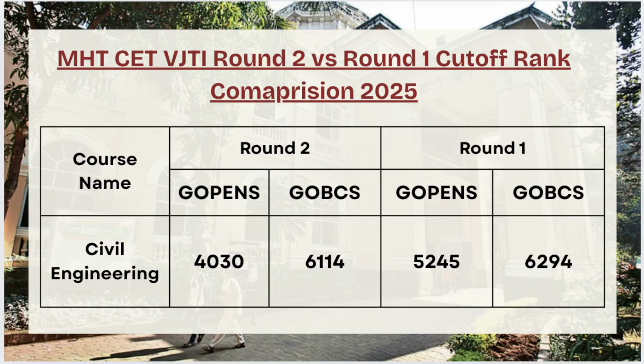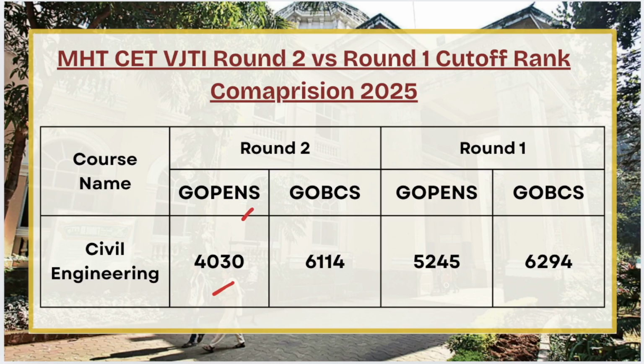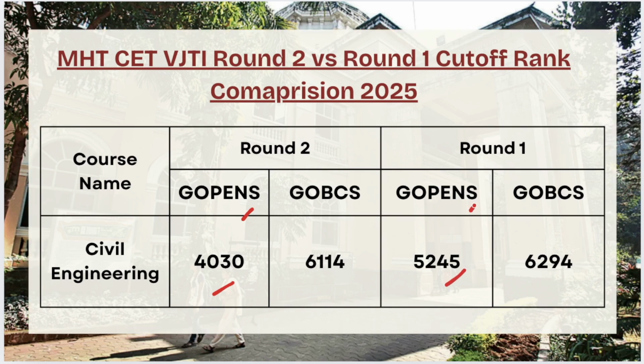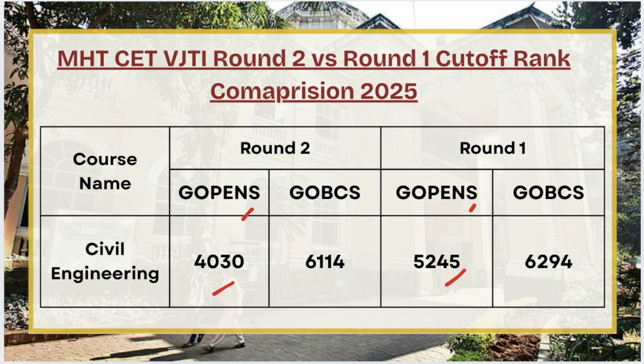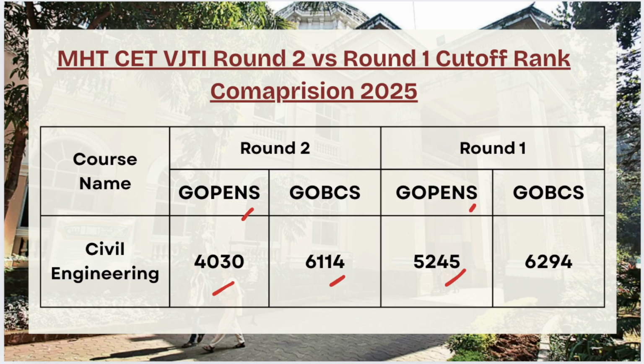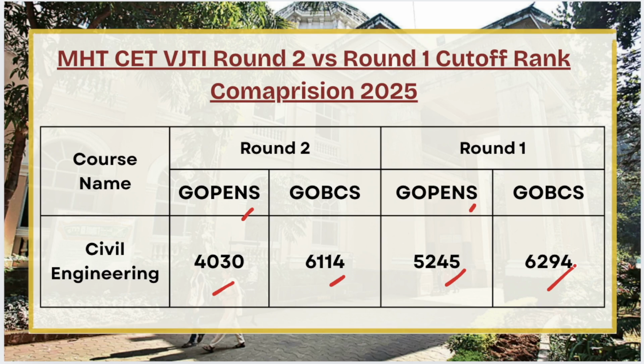Moving ahead, we have civil engineering. For Round 2 the cutoff rank was 4030 for G-Open category, whereas in Round 1 the cutoff rank was 5245. So there is a drop in the cutoff between Round 1 and Round 2 for civil engineering, and for GOBC category again there is a drop. In Round 2 the cutoff rank is 6114, whereas in Round 1 the cutoff rank was 6294. So in Round 3 counseling the cutoff can be expected in the same range.